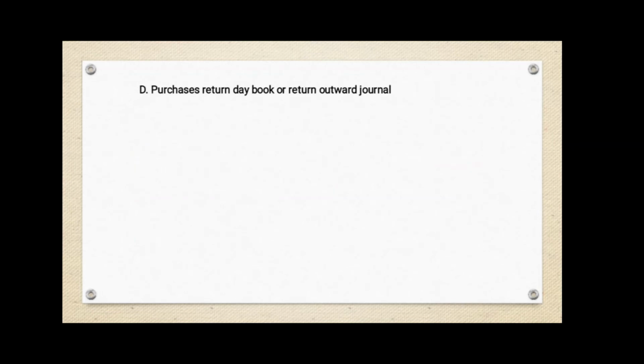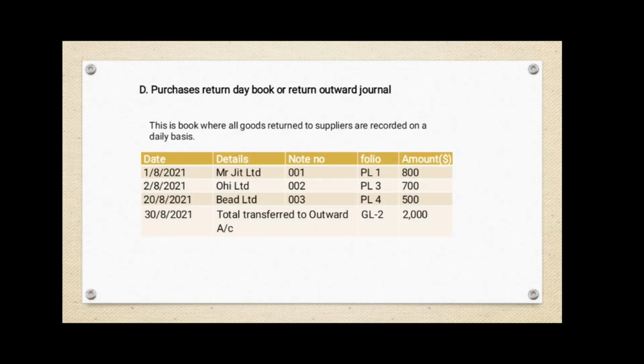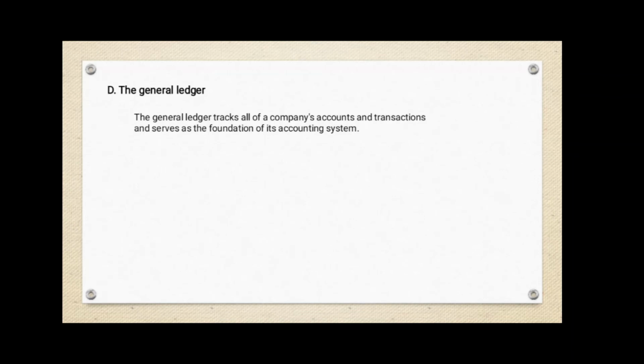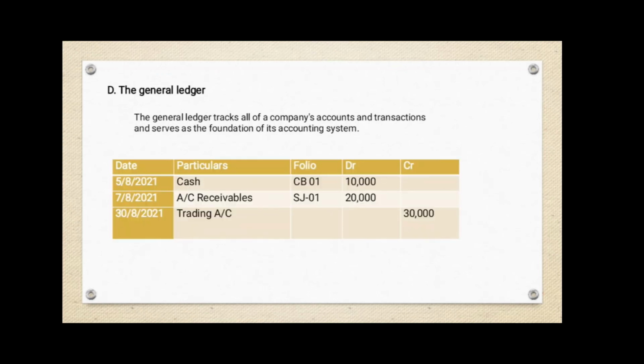D. Purchase return day book or return outward journal. This is a book where all goods returned to suppliers are recorded on a daily basis. The table below shows a detailed purchase return day book. E. The general ledger. The general ledger tracks all of the company's accounts and transactions and serves as the foundation of the accounting system. An example is shown below.